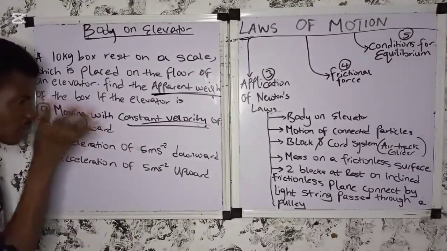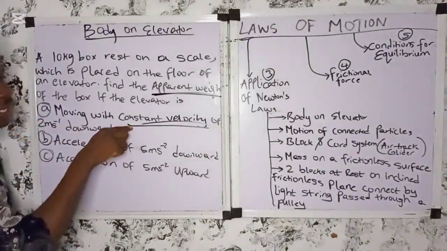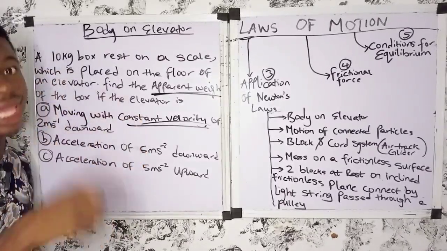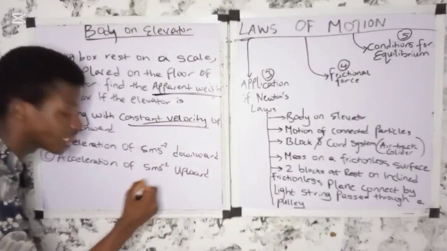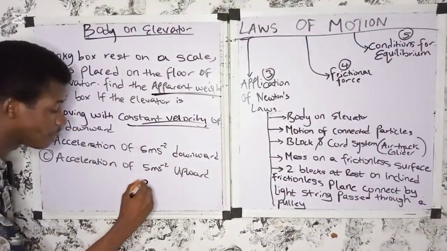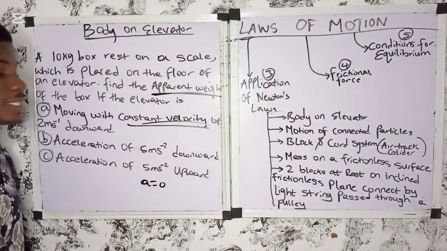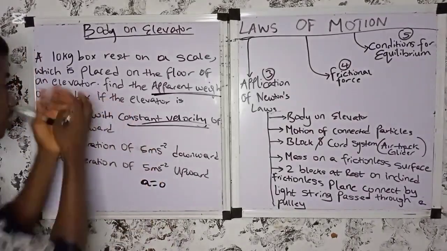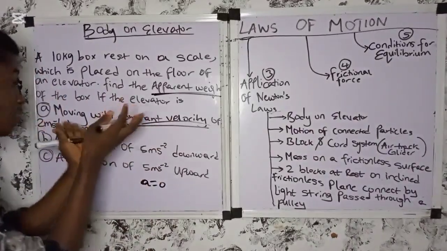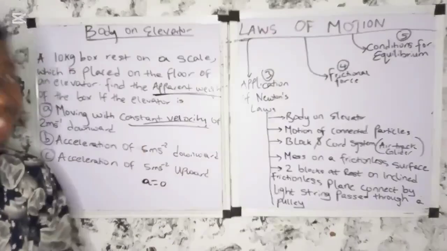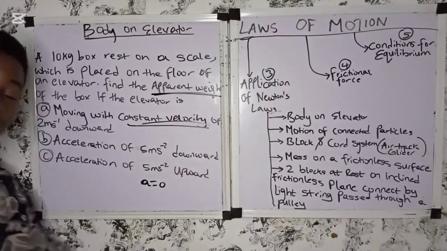Now, remember that when a body is moving with a constant velocity, you know what that means? It means that the body does not have an acceleration. It means that the body is not accelerating. It means that the acceleration of that body is zero. I don't know if you understand. So be careful in your question. If they say in a particular question like this, for example, that the elevator is moving with a constant velocity, be careful.